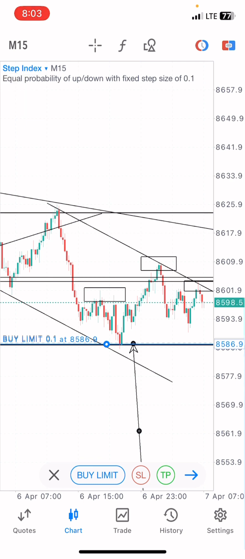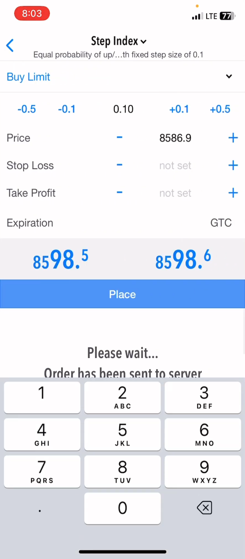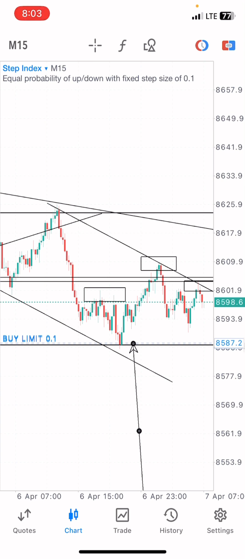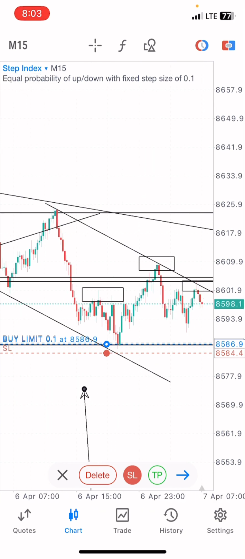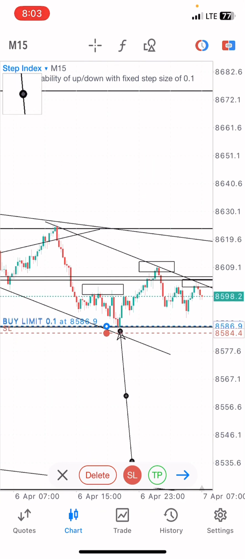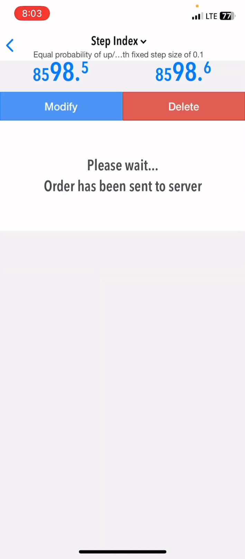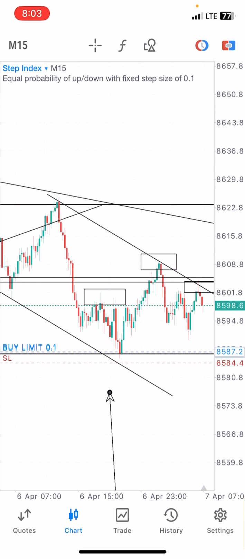Then if price can give us a good move to this point and a good confirmation, we'll add more positions into the market with our stop loss below this last week the market created. We set our stop loss below it. So that's simply it, guys. That's how to approach Step Index the right way.